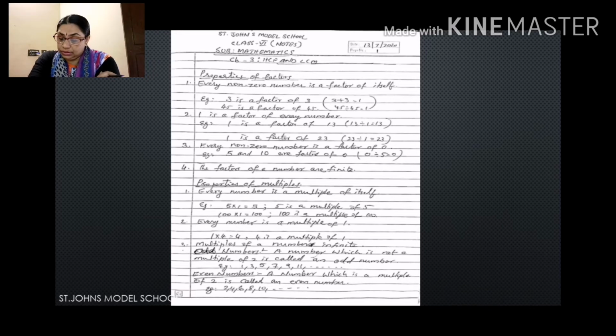Now the definition of odd numbers. A number which is not a multiple of 2 is called an odd number. The numbers that come under the table of 2 are all even numbers, and the numbers which are not in that table are called odd numbers. An even number is a number which is a multiple of 2. So the odd number and even number definitions are over.